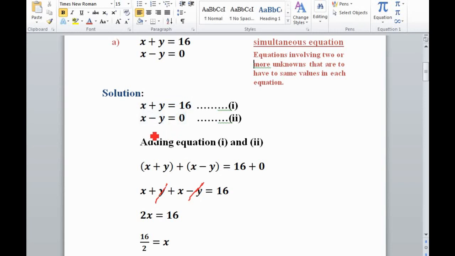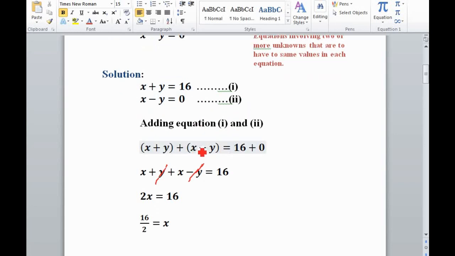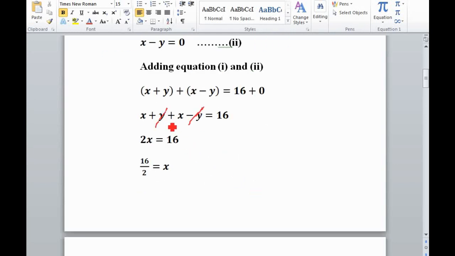So now, let's add equation 1 and 2. Adding equation 1 and 2, I'm going to add them horizontally. So left side of the equation 1 is x plus y, plus left side of the equation 2 is x minus y, equals right side of the equation 1, 16, add right side of the equation 2, 0. Okay, now x plus y plus x minus y equals 16. And now we have two unlike signs, positive y and negative y. They will cancel out each other.